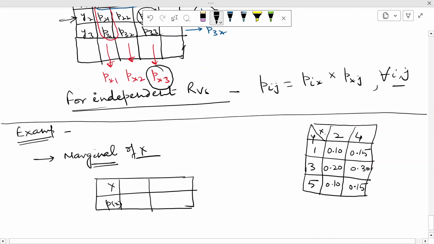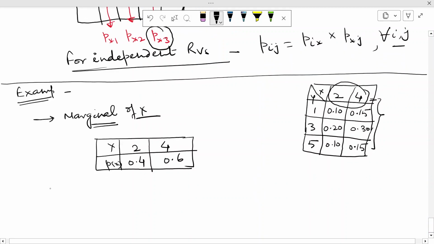So as we can see from here that x is having only two values. So the values of x are 2 and 4. Now corresponding to x equals 2, we are having three probabilities: 0.1, 0.2 and 0.1. So when you add these probabilities, you will obtain 0.4, and for x equals 4, when you are adding these probabilities, this will be coming out as 0.6.